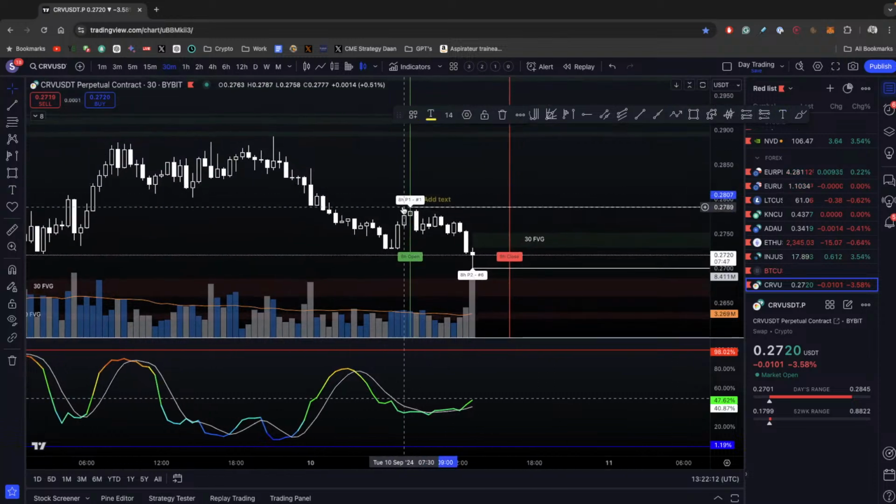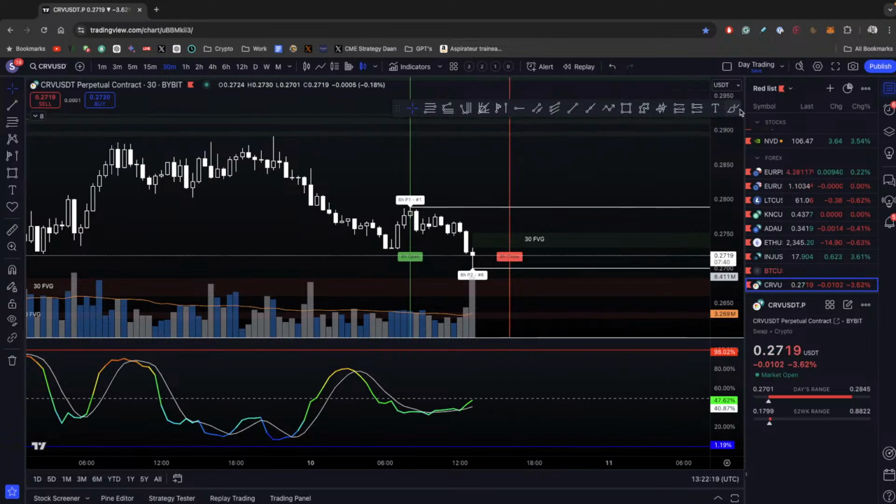This is a really nice, damn it, why do I keep doing this? Why do I keep pressing text when I do not want text? Let me just put it there.